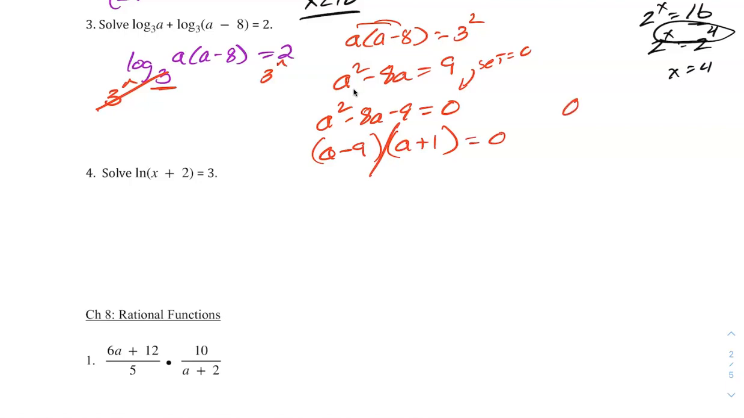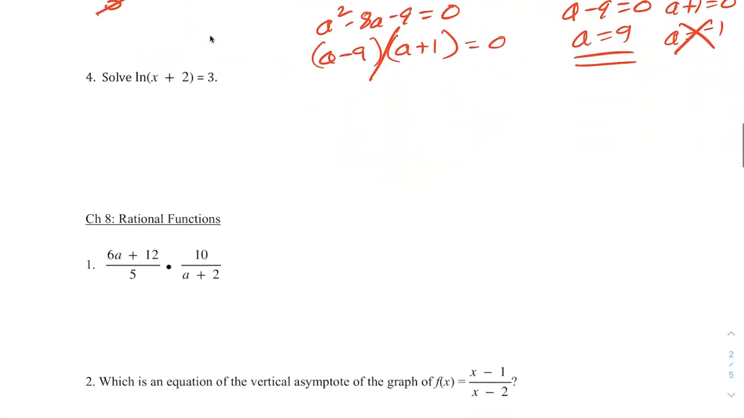Split. a minus 9 equals 0, a plus 1 equals 0. a equals 9, a equals negative 1. Now the thing about logs, when you sub them back in, your value cannot be negative, so 9 is fine. I get 9 and 1, it's all good. Negative 1 though, when I plug in, I get negative 1 and negative 9, not good. So no answer there. All we have is a equals 9.